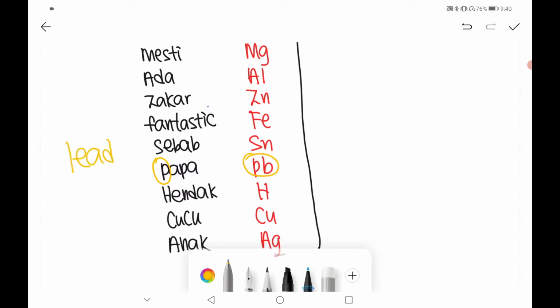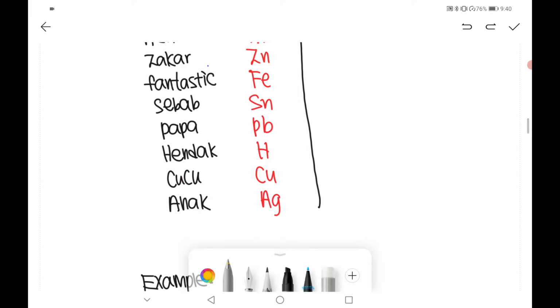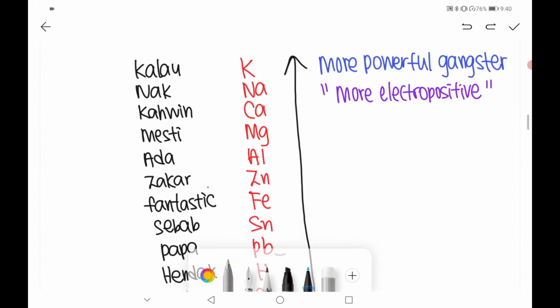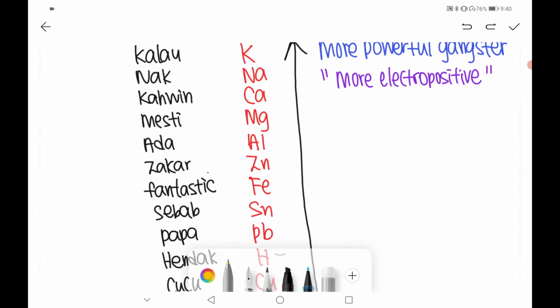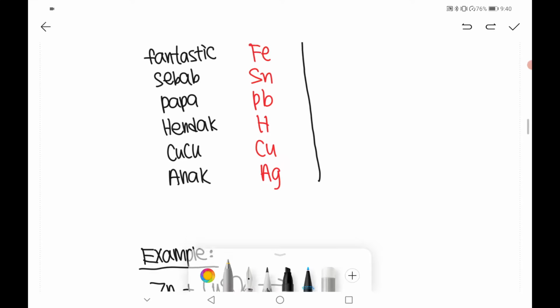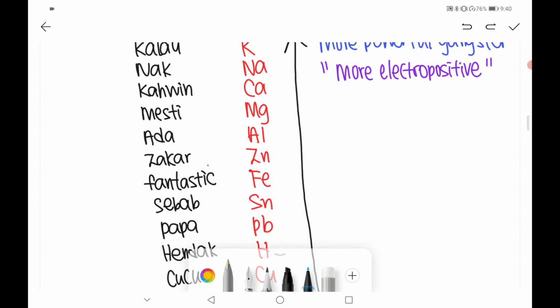If you learn in BM, they call it plumbum. So P is Pb, the lead. Hendak, the H is hydrogen. Cucu, Cu is copper. Anak, A is Ag, silver. So make sure you know your ECS. I always mention, if you're having a hard time memorizing, take a piece of paper and copy this.